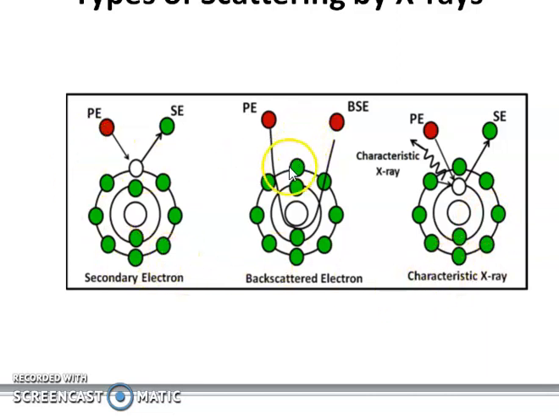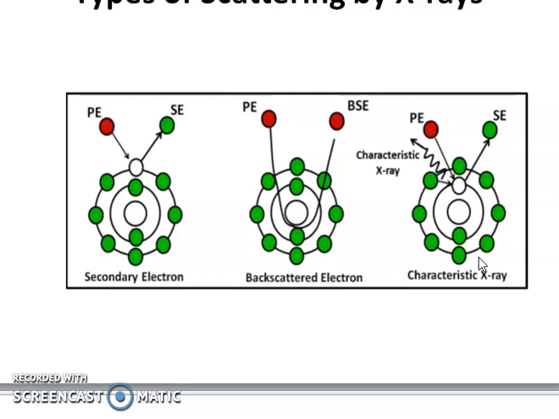Here we are seeing the kind of scattering which takes place. These are the scattered electrons, these are the backscattered electrons, and this is the characteristic X-ray which comes from the excitation of a particular surface in the presence of very high voltage.